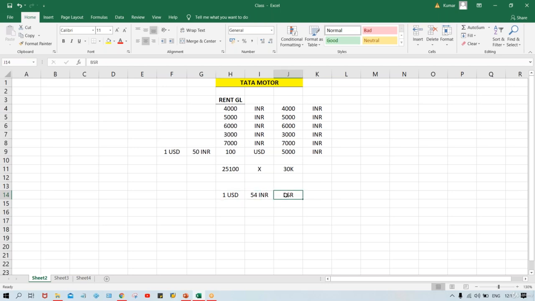Now, say for example, I went to the USA, I spent my holiday over there, and again after that I'm coming back to my native place now.